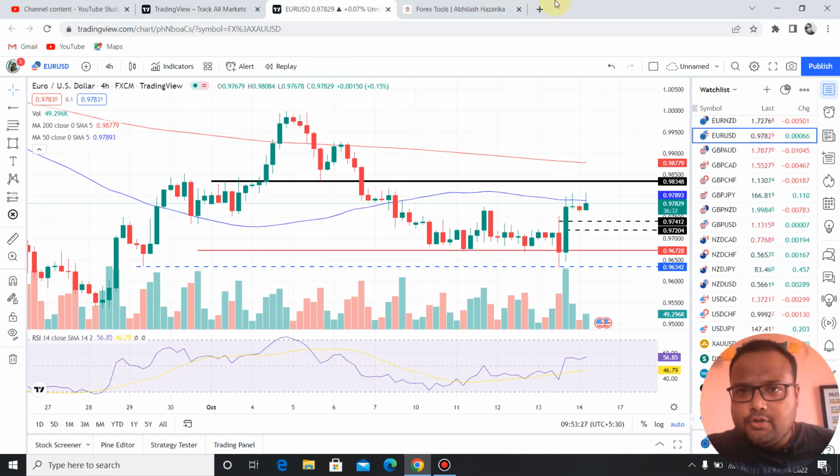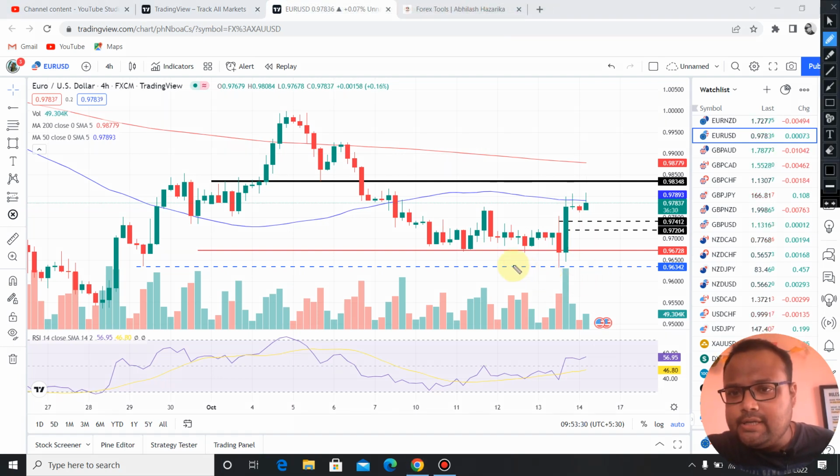So 0.9630 is the support, and 0.9830 is the resistance for the market.